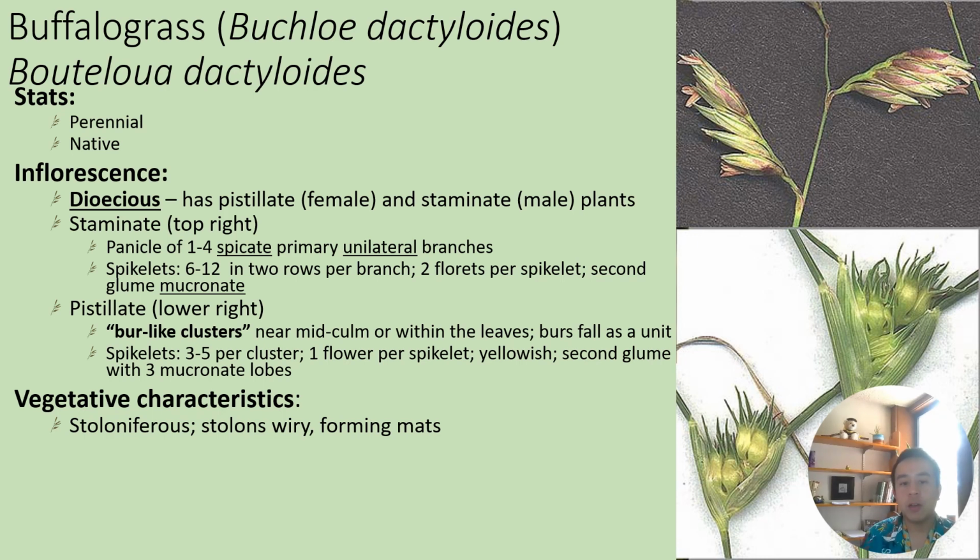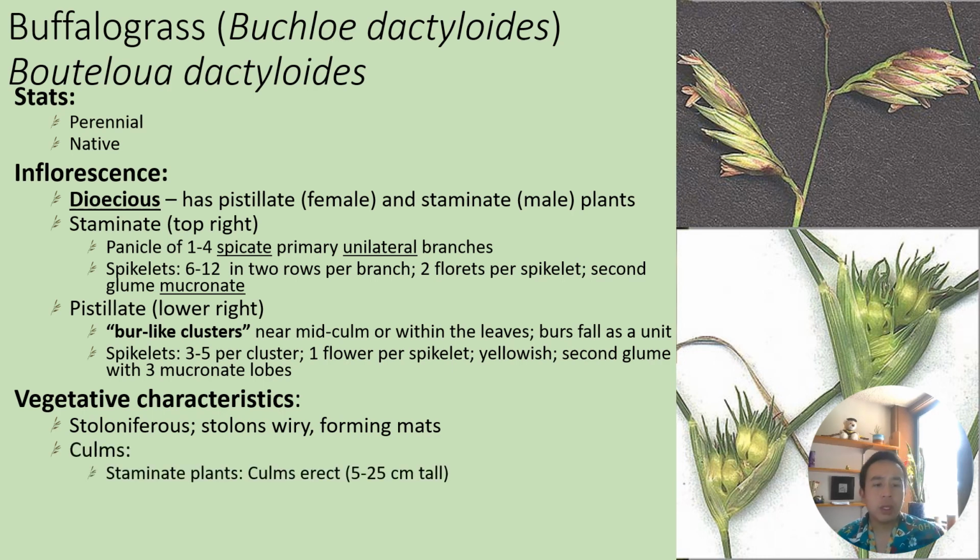The stolons themselves are a little bit wiry, so they're thin and wiry as they sound, and they often form mats and can be sod forming. The culms, typically for staminate plants, are erect from 5 to 25 centimeters, whereas pistillate plants typically have culms that are mostly unbranched and are not as tall and erect.